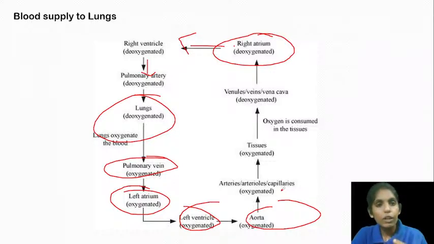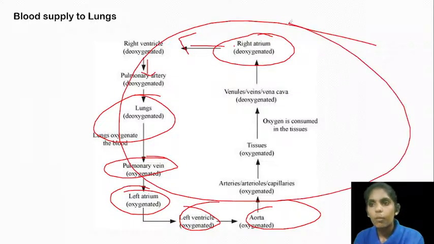So the oxygenated blood contains oxygen, right? So the body requires oxygen. The oxygenated blood will supply oxygen to each and every cell of the body. So this is how the blood will be circulated, and also the air present in the blood will be circulated in the body.